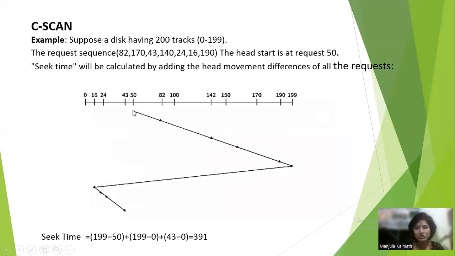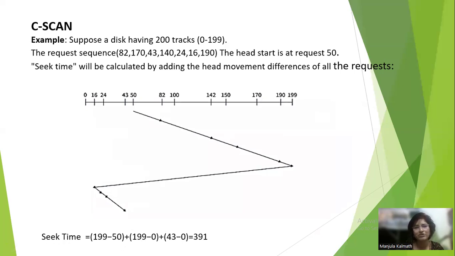The initial position is 50, up to 199, the rightmost position. 199 minus 50, that difference is the distance. Plus, from 199 it goes to 0, because it comes to the leftmost position, the first track: 199 minus 0. Plus, from the 0th position it gives the remaining file services, that is up to 43, so 43 minus 0. The sum of all these will be 391.